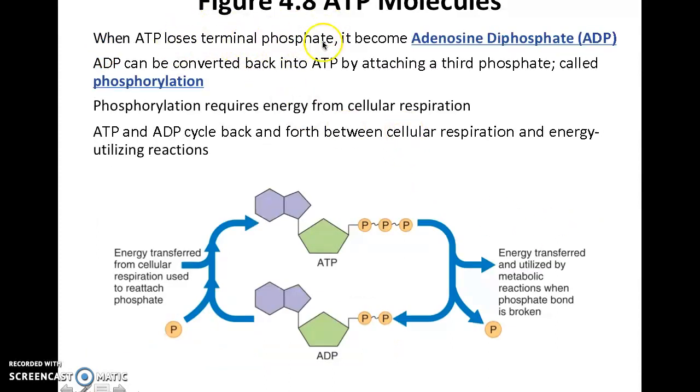So ATP, when it loses that last phosphate, it becomes ADP, as I just said, and that is called adenosine diphosphate. And it goes back and forth between ATP to ADP. Whenever you add a phosphate to it, you get ATP. When you take off this phosphate, you get ADP. So adenosine triphosphate, break a phosphate, you end up with adenosine diphosphate. 3 down to 2.